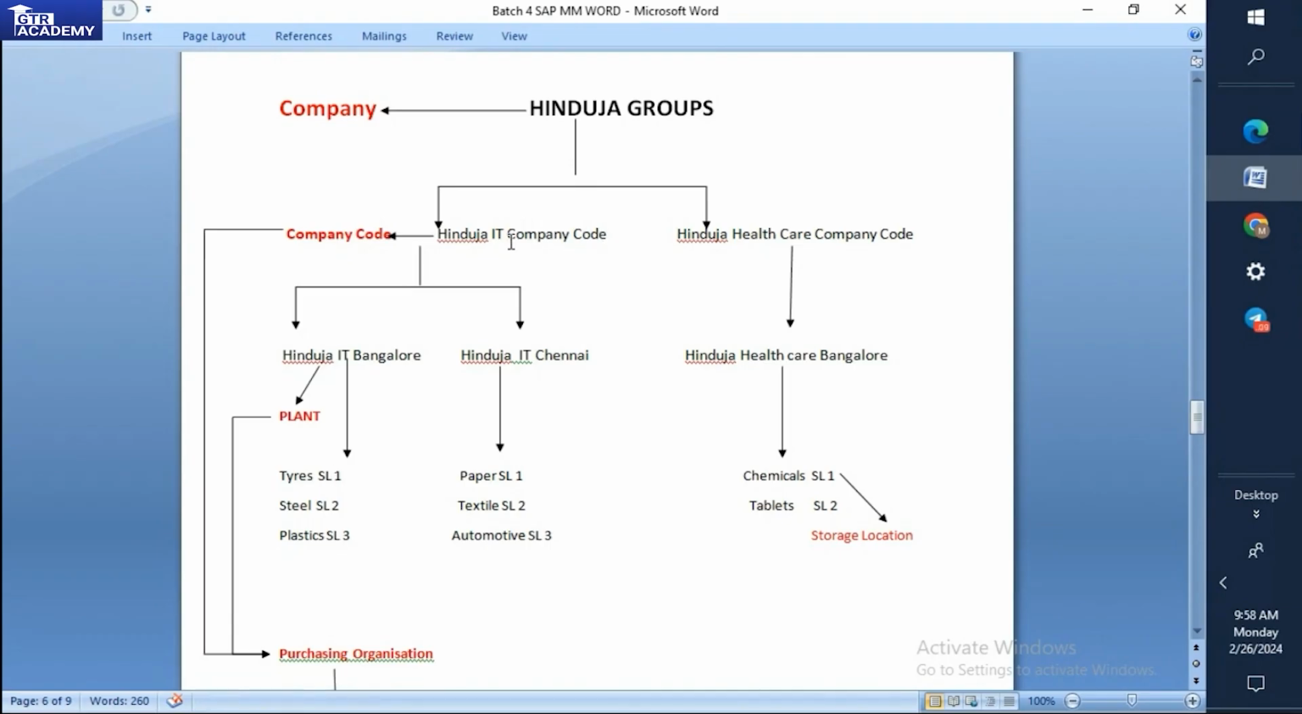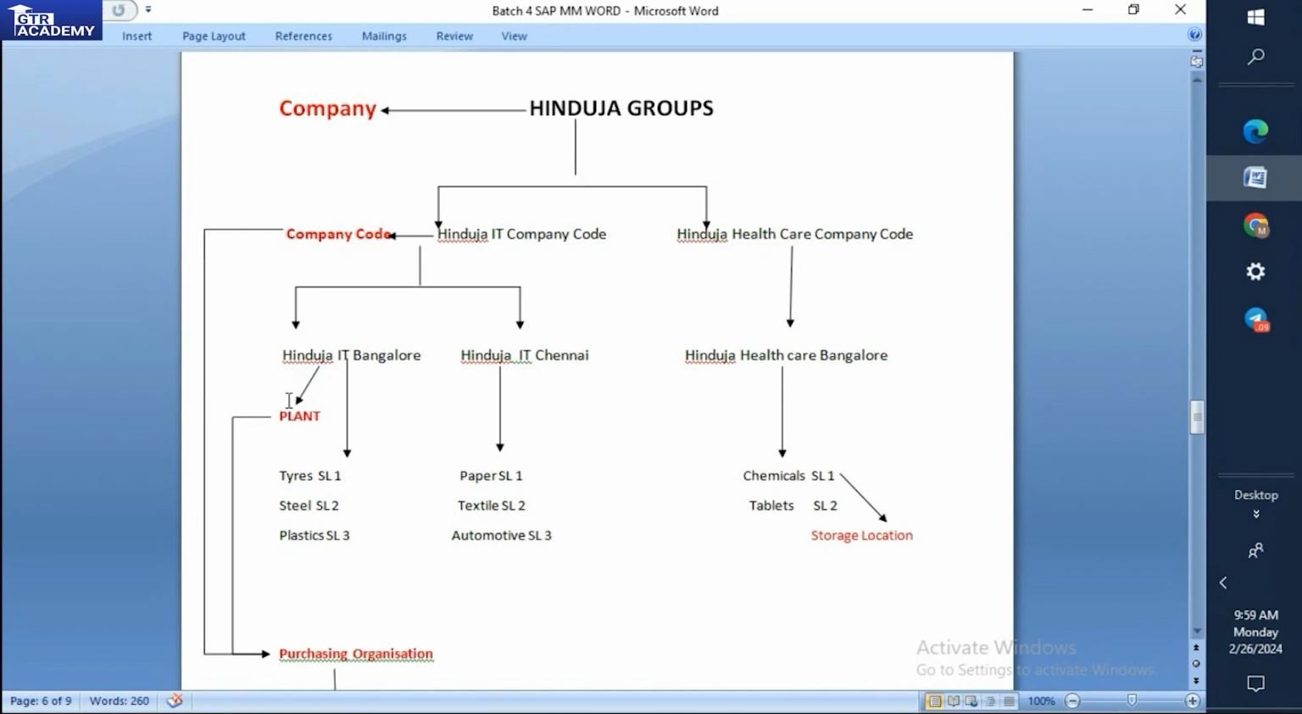It's not only two company codes under one company; it can be multiple company codes. It completely depends on the business requirement. They will enlarge their company codes. And when it comes to plants, whatever materials are required for the company, they are going to procure or manufacture in the plant.